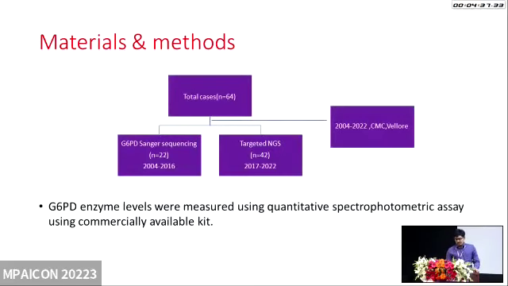Regarding materials and methods, this is a retrospective analysis of a total of 64 cases, out of which G6PD-specific Sanger sequencing was performed in suspected cases of G6PD deficiency, a total of 22 cases. This is from 2004 to 2016. From 2017, we started performing a targeted NGS panel to look for all kinds of enzymopathies and other hemolytic anemias. There are 42 of these cases, and specific enzyme levels were measured only for G6PD using a quantitative spectrophotometry assay.